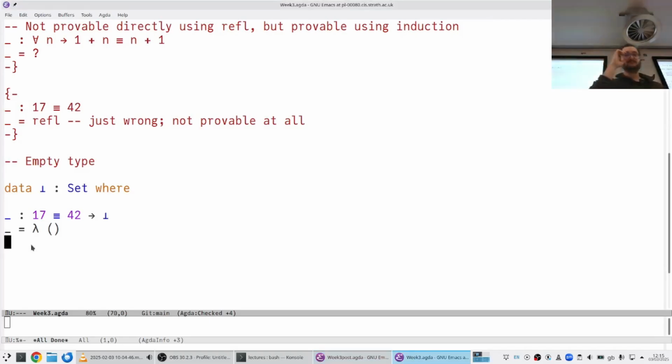So that's also good news, by the way, is that there are two ways to write a program in Agda. One of them is to say what the output is, and the other one is to tell the input to go away. And that's what we've just done here. You claim to be a proof that 17 is 42. Go away. And that's deeply simple.